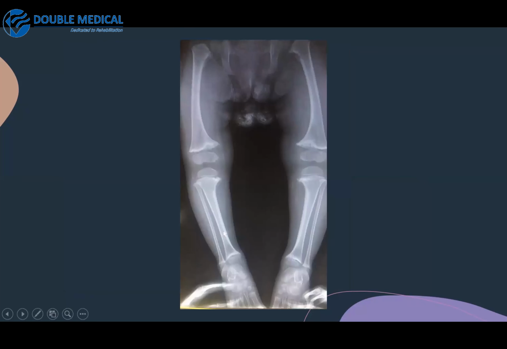Okay, this is an example of the X-ray of a child with bowing of both legs. For this patient, we monitor first because this is the first time the patient has turned up to see us. It's a new patient, so we will observe his growth, whether the bowing is getting severe or not, and we will decide later whether we need to block.